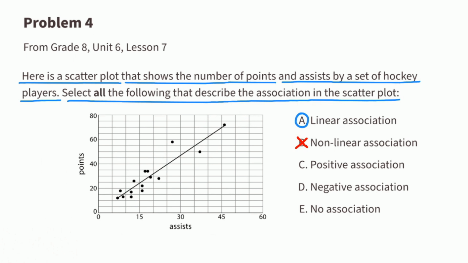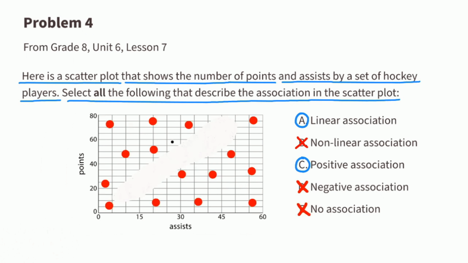Since the data that's forming this line is moving upward, that means it's a positive association. Since it's a positive association and moving upward, that means that it's not a negative association moving downward. So I cannot select negative association. I also cannot select E, no association, because there is an association. There's a linear association and a positive association. If there were no association, the scatter plot would look like this, with data points spread all across the scatter plot with no pattern at all.